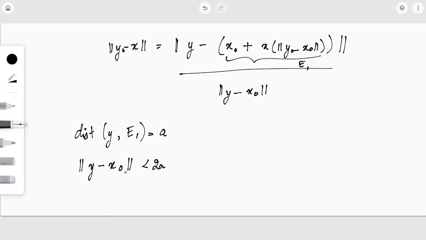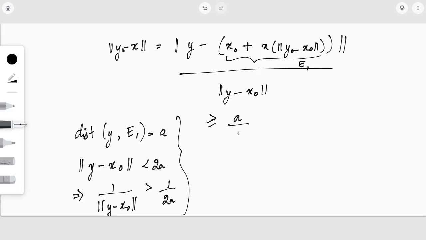So if norm of y minus x dot is less than 2a, this implies 1 by norm of y minus x dot will be greater than 1 by 2a, and this value norm will be equal to a. So I am substituting this here, so I will get the numerator is a and the denominator is greater than or equal to 2a. So it is a by 2a, which is equal to 1 by 2. So therefore I can obtain norm of y dot minus x will be greater than or equal to 1 by 2.